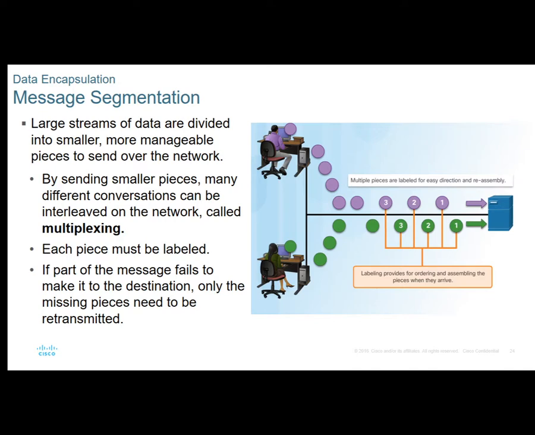So if part of the message fails to make it to the destination, only the missing pieces need to be transmitted. And there's another reason too. Hey, I didn't get piece 3 and 4 and 2. Send that, please. Okay? Unless it's UDP. This is talking about TCP, which is a guaranteed, reliable delivery.